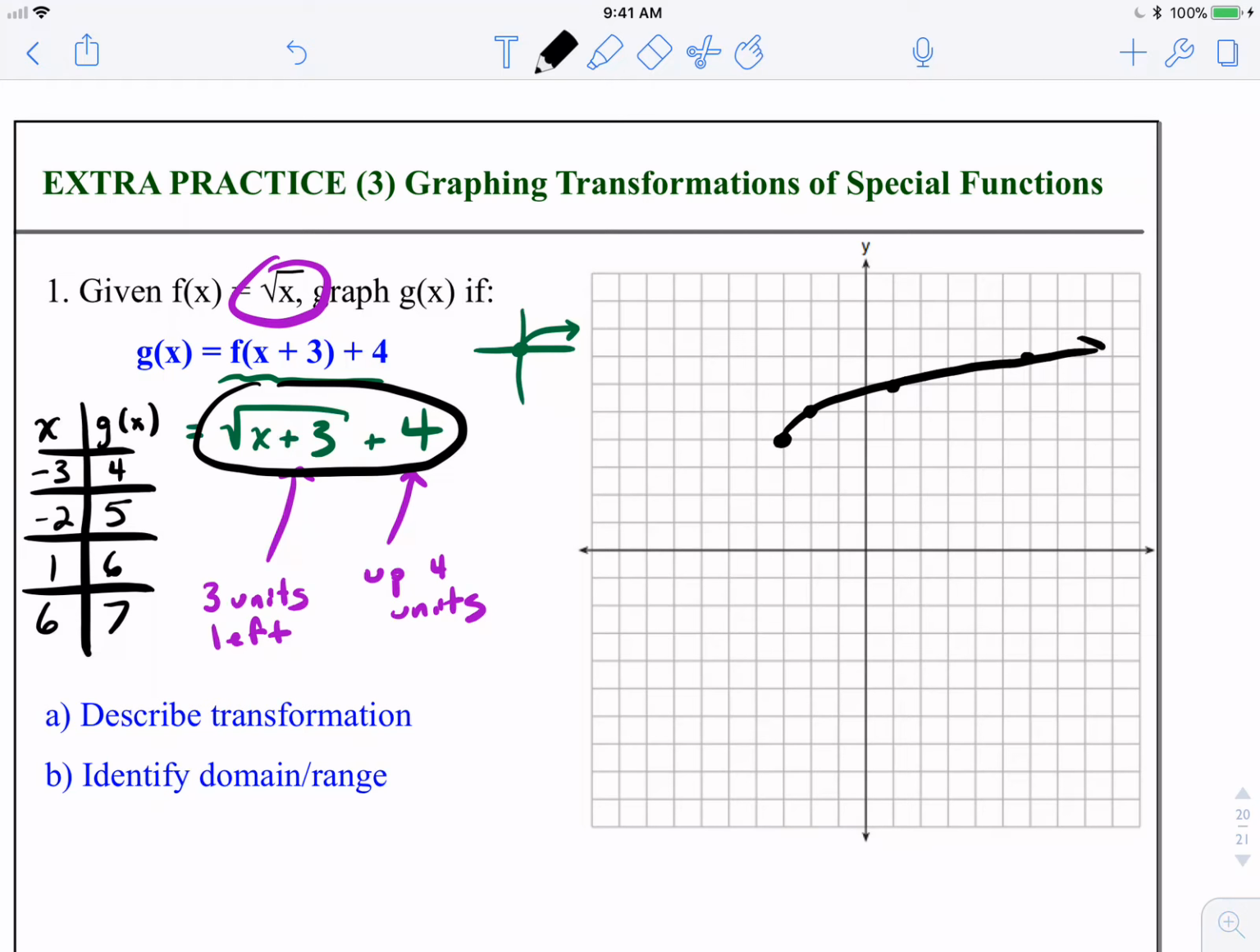And now once I have them all plotted, I'm going to draw as nicely as I can a little bit of a curve to it. I don't want to make it look too linear passing through those points. Notice how I do have an endpoint. I do have an arrow.